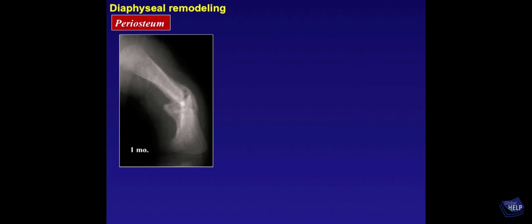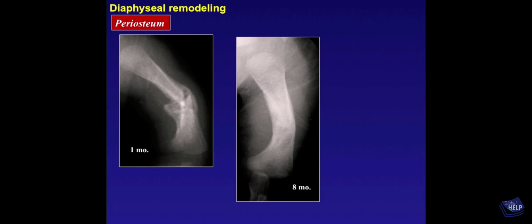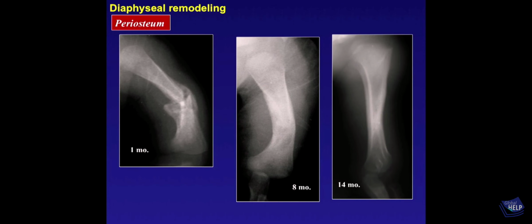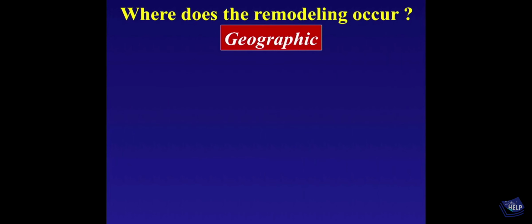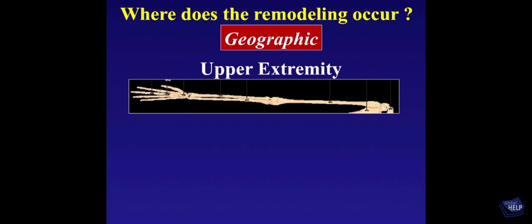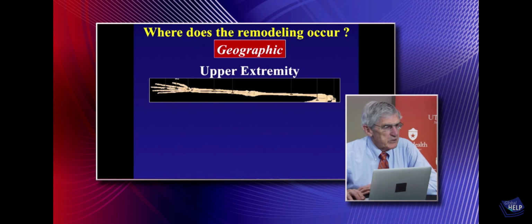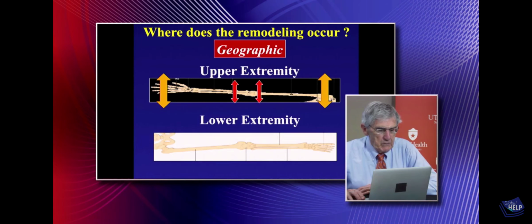Okay. So diaphyseal remodeling, and here you can see this is an infant, has tremendous remodeling, and by 14 months is completely remodeled. Where does the remodeling occur? Well, in the upper extremity, where do you see most of the remodeling? Just the radius approximately. Yeah, that's right. Most of it occurs distal and proximal, as you can see here. Where does it occur in the lower extremity? Distal femur. Yeah, around the knee.